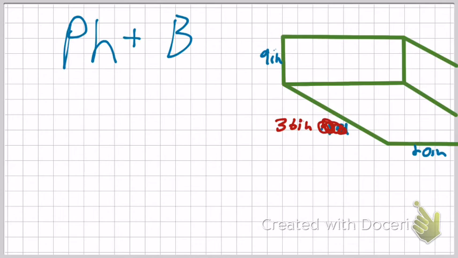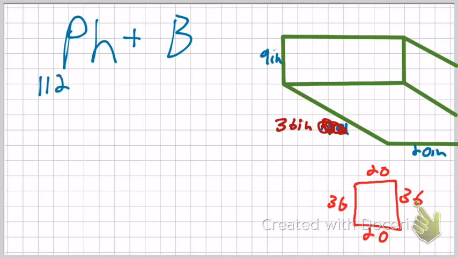There's 12 inches in a foot. There's 3 feet in a yard. 12 times 3 is 36. All right, so yes, it's a very large drawer. Okay, so first thing, I like to redraw the base. It's 36 by 20. What's the perimeter of that base? 112. 20 plus 36 plus 20 plus 36 is 112.